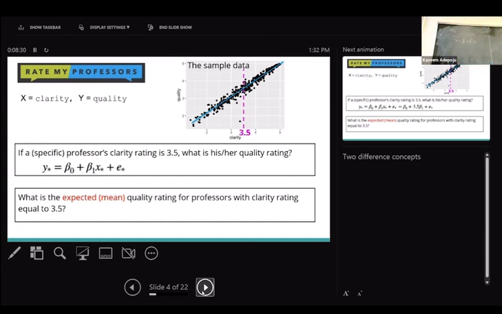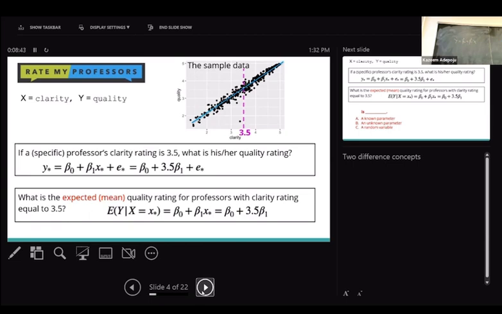Now, take a look at that. For individual prediction, it will involve error. Look at that. You see the model involving error. Now, for the average one, there's not going to be error. You see the two equations. Now I'm replacing X with 3.5 because for the two, the clarity is 3.5.